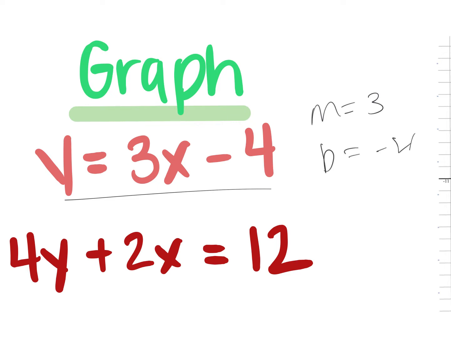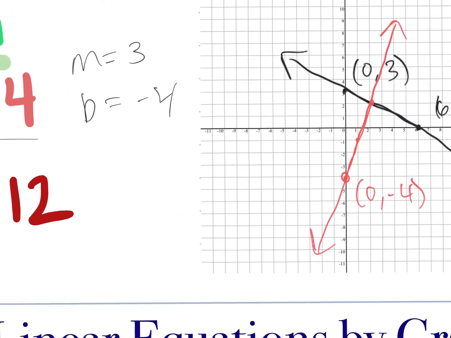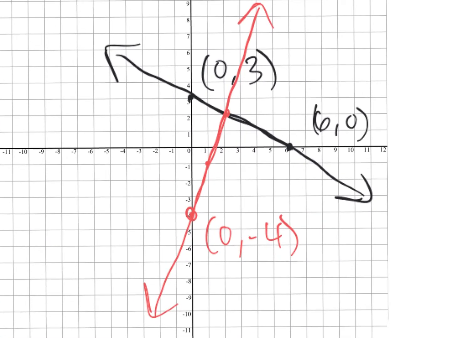Your y-intercept is -4. That means I need to start my graph at what point? 0, -4. Do you guys agree? So 0, -4 is down there. And my slope was what? 3 over 1, right? So I move up 3 and then where? To the right 1.